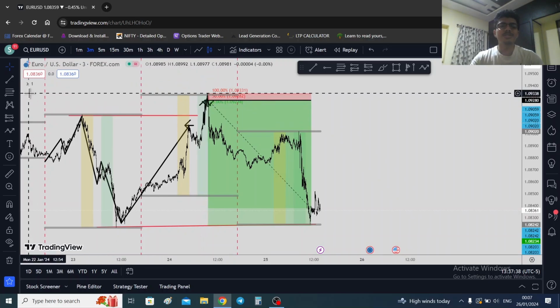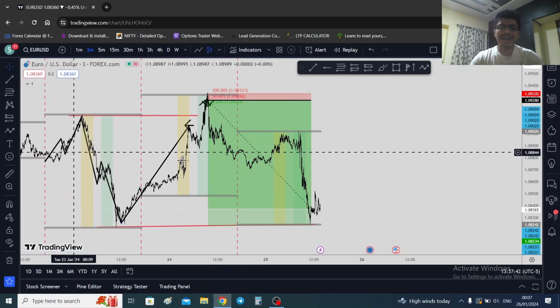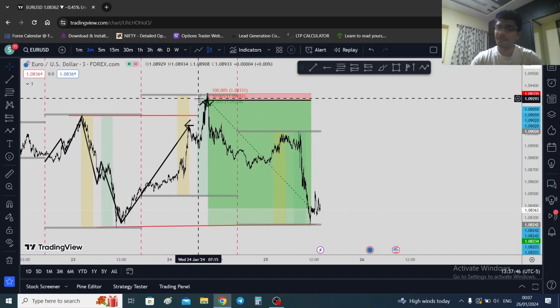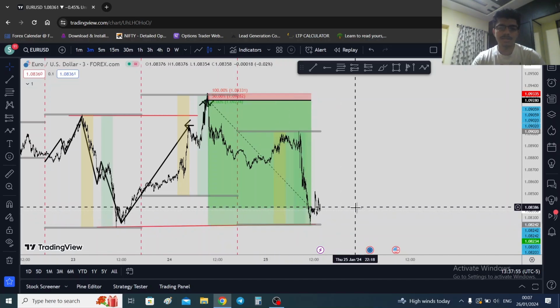Hope you have understood and learned something from this. Don't come into the markets and start executing up and down. Wait for the range to form, wait for the liquidity to be grabbed from one side, then attack the liquidity on the other side. That is how you can make money in the markets.